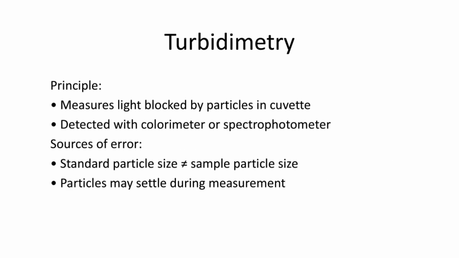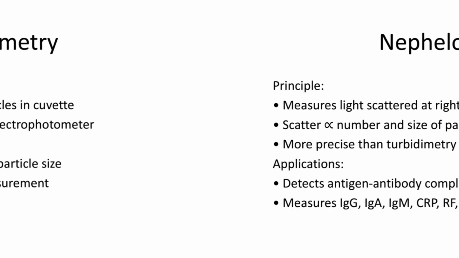The principle of turbidimetry is straightforward. It measures the amount of light that is blocked by particulate matter as light passes through a cuvette. The measurement is usually made with a colorimeter or spectrophotometer. Sources of error include differences between the particle size in standards and in samples, and the possibility that particles may settle out of suspension while measurements are being taken.